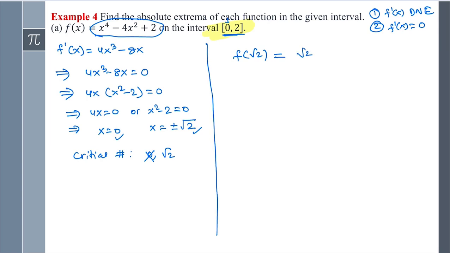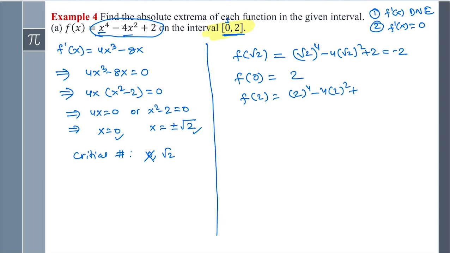Because to evaluate the function, we have to put it into that original function. So square root of 2 to the 4th minus 4 times square root of 2 squared plus 2, and that equals negative 2. Then we'll evaluate the function at the endpoint. So f of 0, when you plug in, that is just 2, right? This is 0, this is 0, so it's just 2. And then f of 2 is 2 to the 4th minus 4 times 2 squared plus 2, and that also gives us 2, right? So it's 16, yeah, 2.